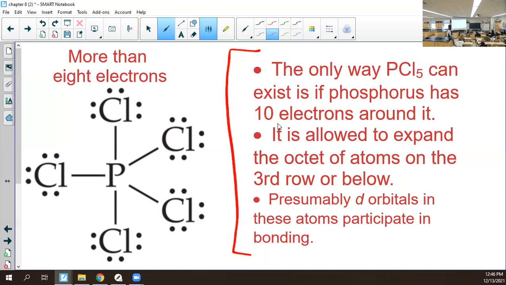Okay, the only way PCl5 can exist is if phosphorus has 10 electrons around it. It is allowed to expand the octet of atoms on the 3rd row or below. Presumably, d orbitals are used in the bond, though there's still not enough agreement that that's even how it works. So for PCl4, it would be the exact same thing, except just 5. Okay, so just choose which.